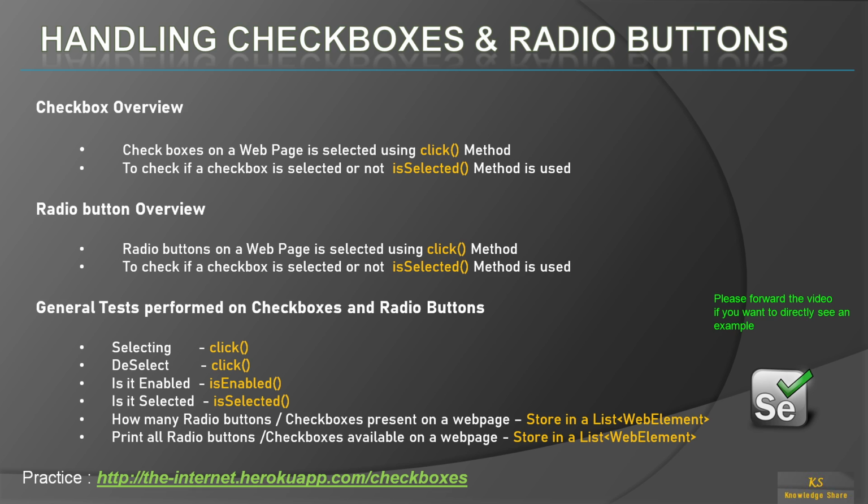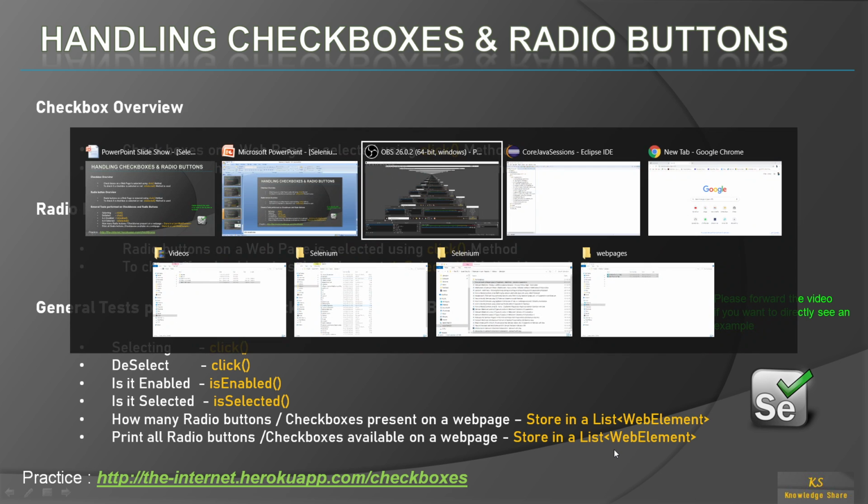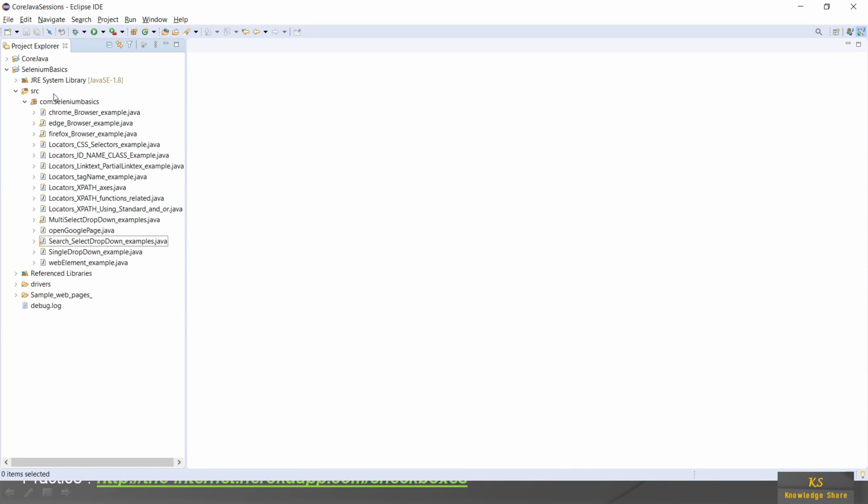You have to use only two methods frequently for your test. And if you want to get how many radio buttons are present, and print all of them, you have to create a list of web elements and print all those, and you can also get the size of those radio buttons. Okay, now let's quickly jump to Eclipse and see an example.